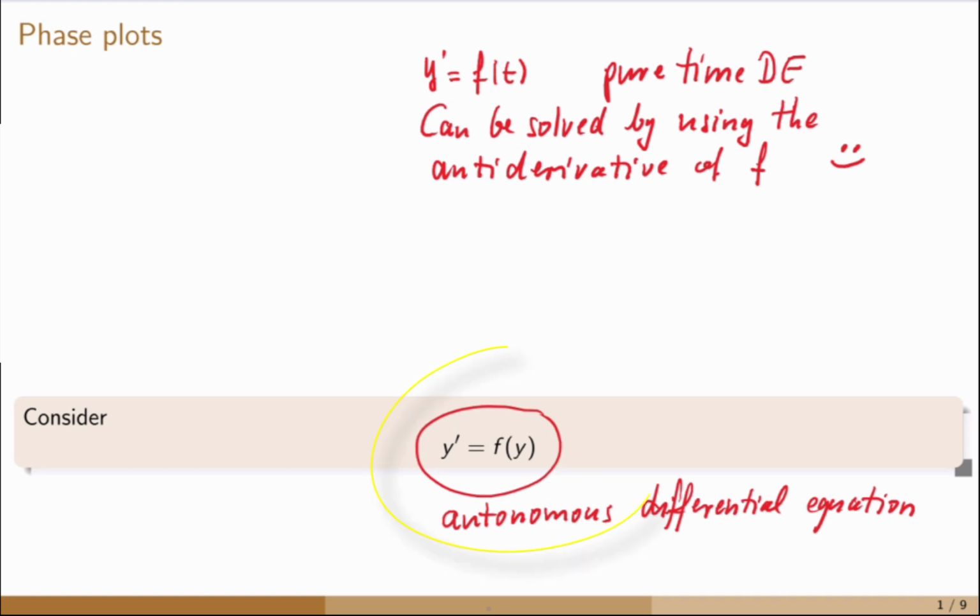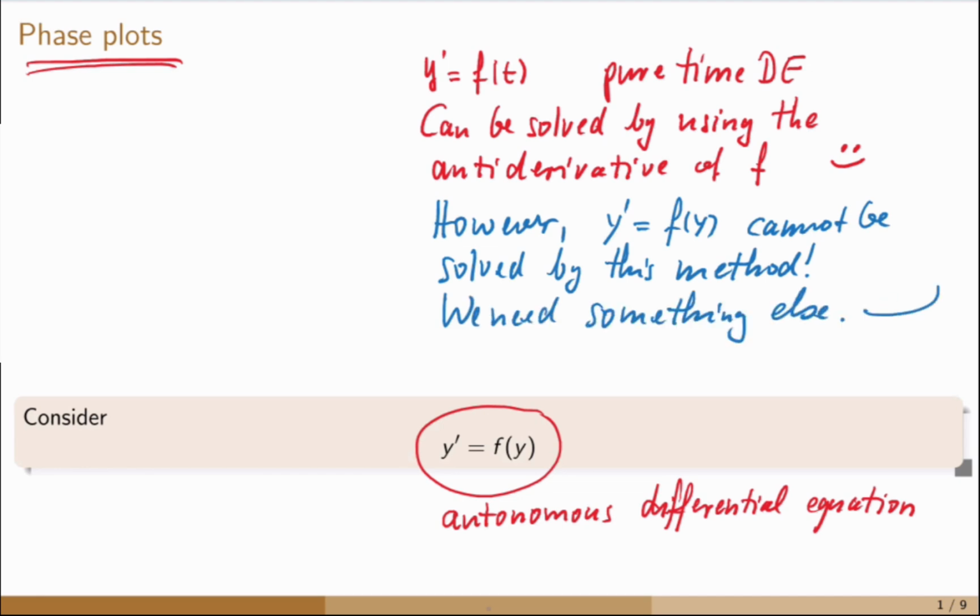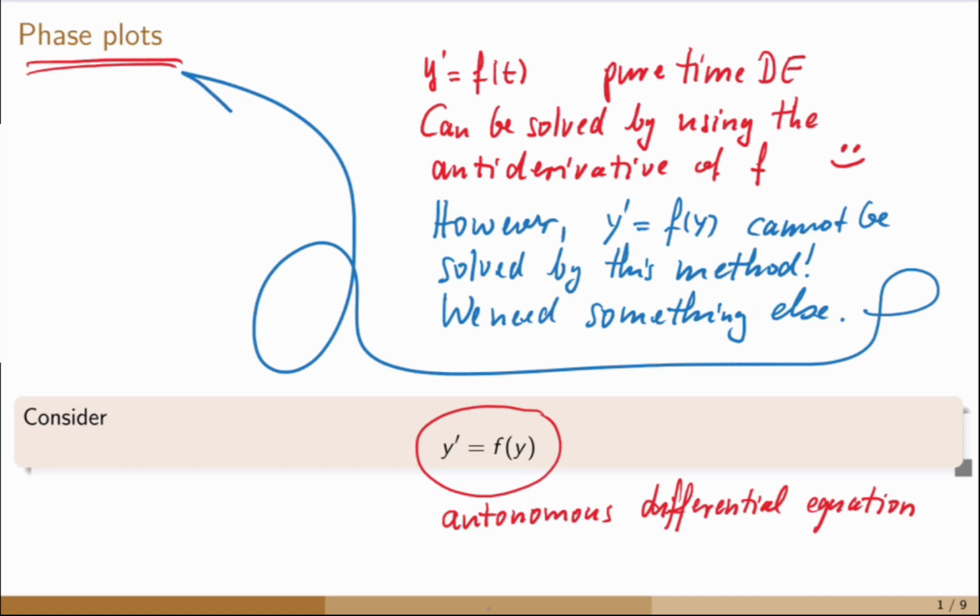Now these autonomous differential equations down here cannot be solved by the antiderivative. So we need something else. And this something else is, of course, the phase plot. In this video I will tell you everything about phase plots. It is a very powerful method. We need a minimal amount of mathematics and are still able to really understand an autonomous differential equation. So let's gear up and get started.